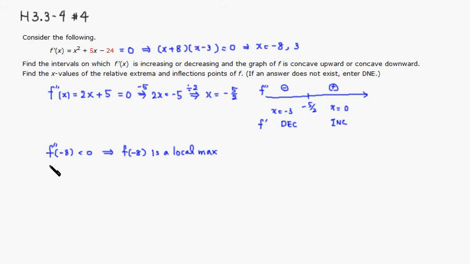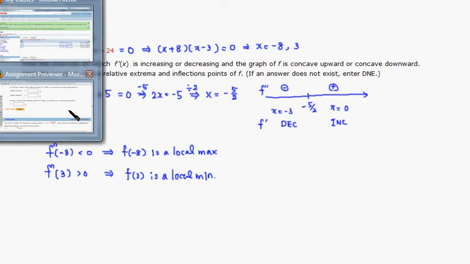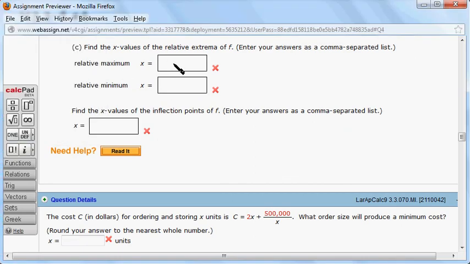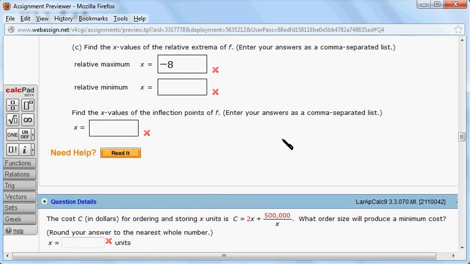If you look at the second derivative at the other critical number 3, 3 times 2 is 6 plus 5, it's definitely positive. So therefore, concave up shape. So we're looking at f of 3 as a local minimum. So let's answer that. The relative max is at negative 8, and the relative minimum is at positive 3.